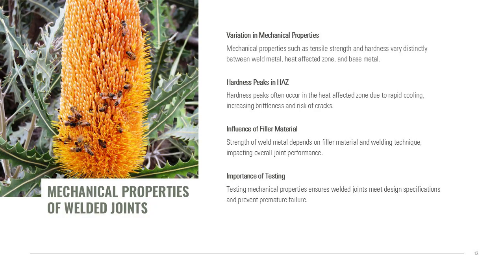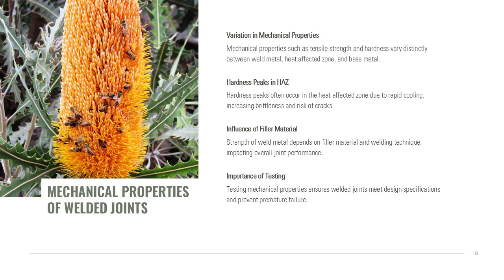Welded joints exhibit distinct mechanical properties compared to base metal. Tensile strength, hardness, and impact resistance vary across the weld metal, HAZ, and unaffected base material. Hardness peaks often occur in the HAZ due to rapid cooling, which can lead to brittleness and crack initiation.